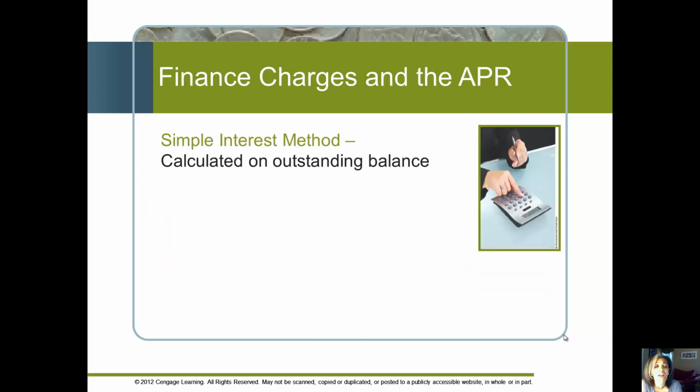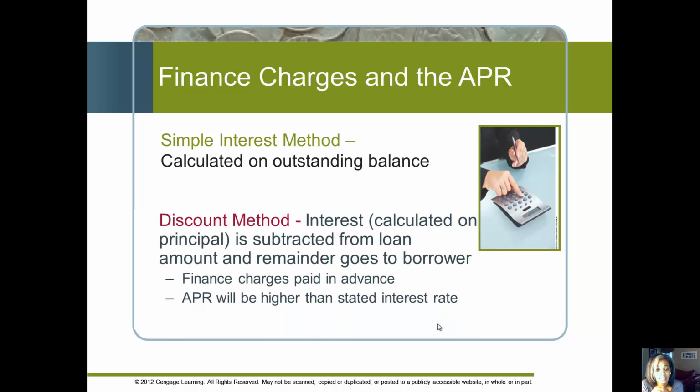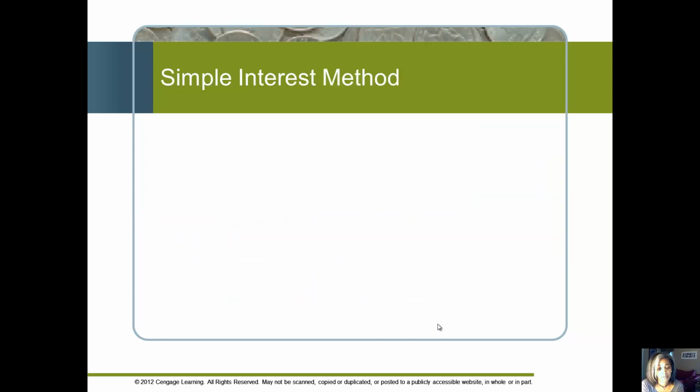So let's talk about the finance charges and the APR, or the annual percentage rate, related to this loan. If we're using the simple interest method for calculating finance charges, then the finance charge is calculated on the outstanding balance. With the discount method, the interest is subtracted from the loan amount and then the remainder goes to the borrower. So the finance charges are paid in advance, and then therefore the APR will be higher than the stated interest rate, because remember, the APR is what you're actually paying.